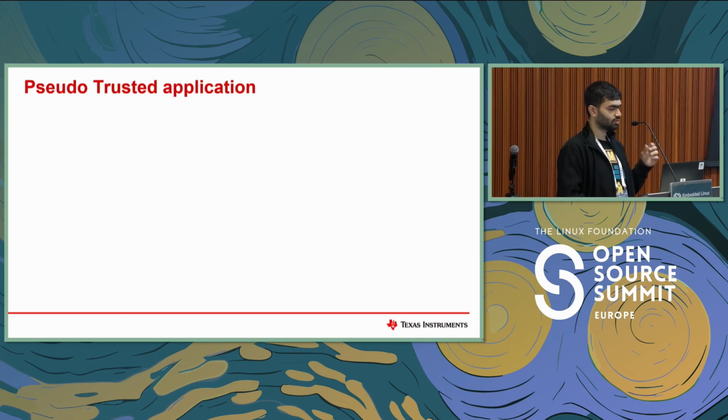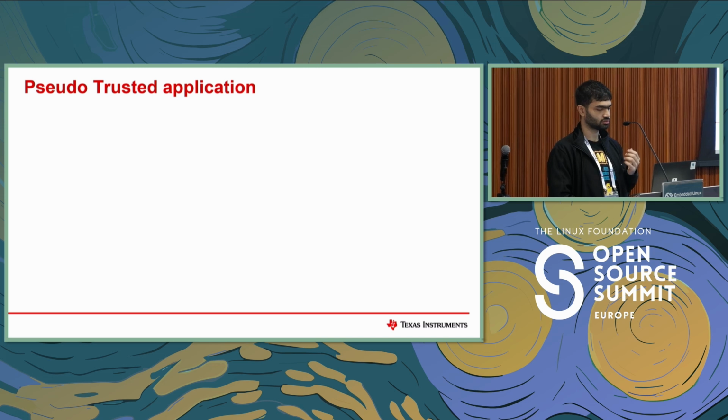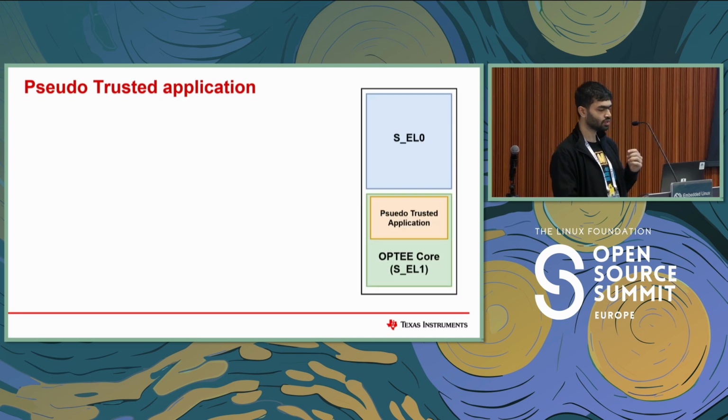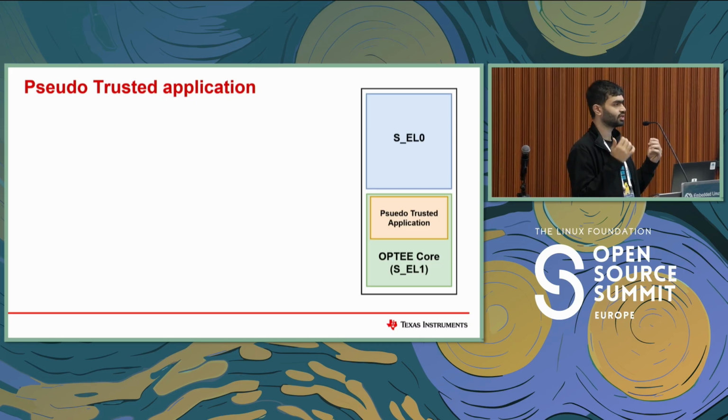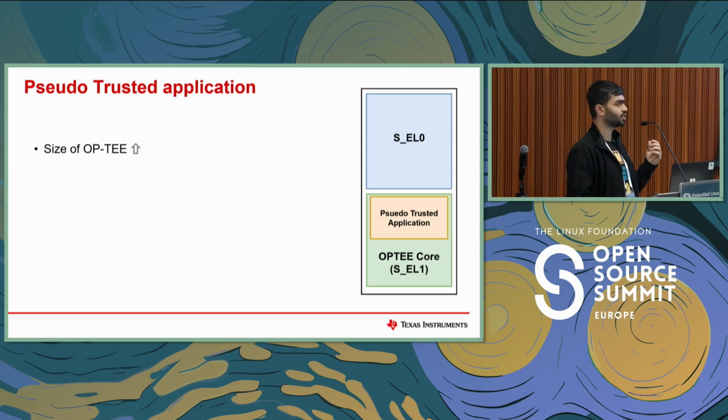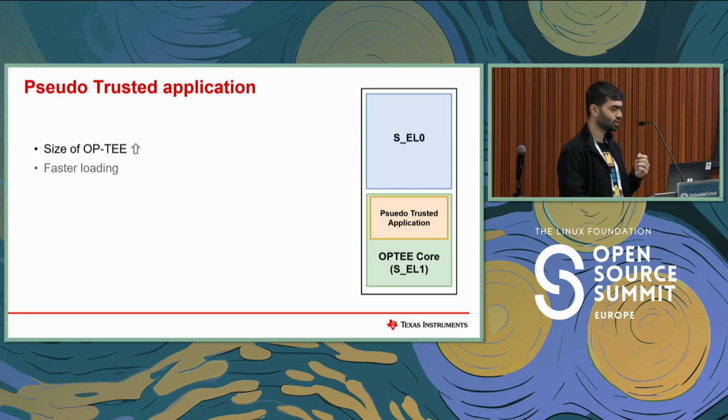So in the last slide, I had mentioned pseudo trusted application. So what is it? It runs in the privilege level equivalent to kernel. So you can consider it maybe similar to a module, not exactly a kernel module, but similar along those lines. It's running at the same trust level as OPTEE OS, so it's part of OPTEE itself. The size of OPTEE increases if you create a PTA, pseudo trusted application.